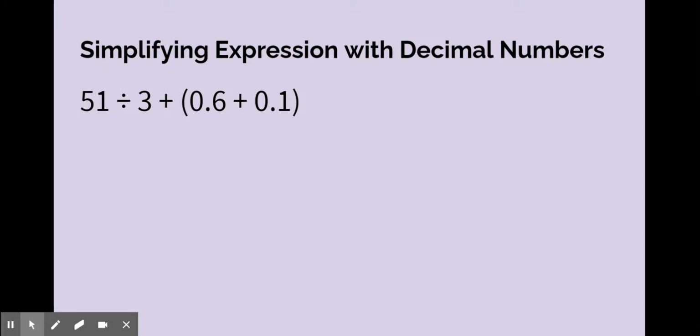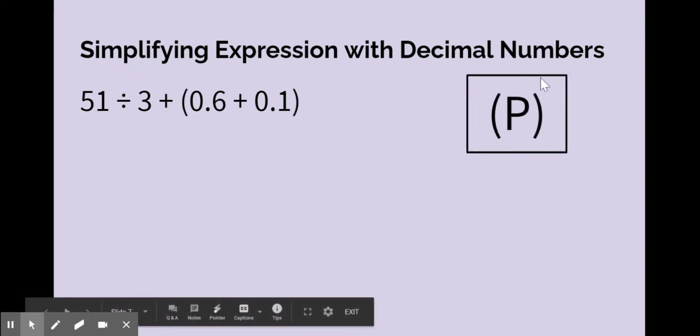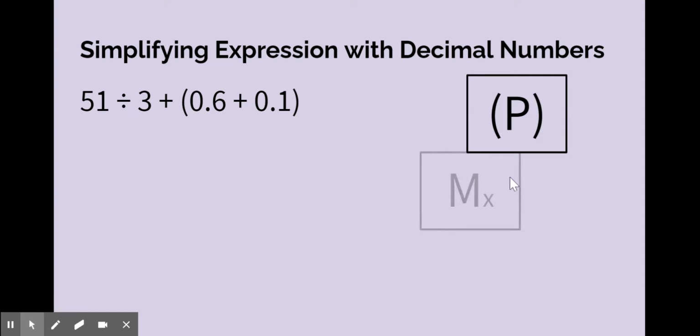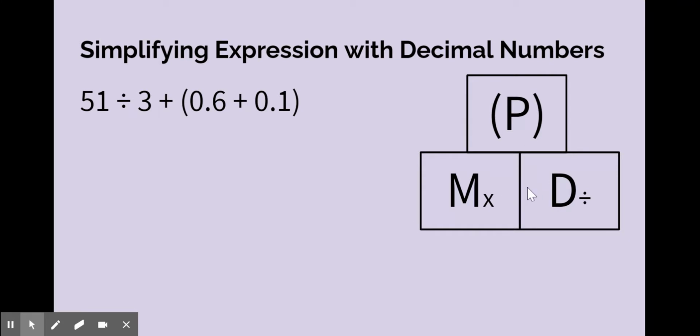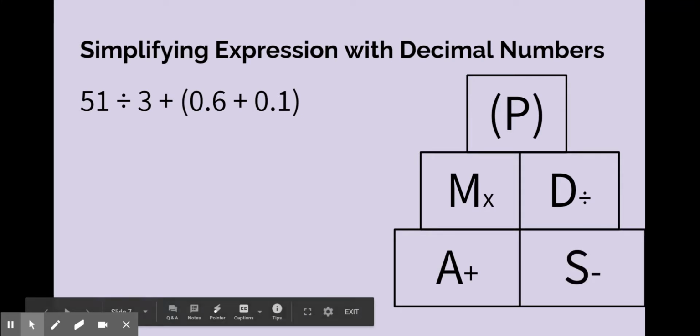Now we're going to simplify expressions with decimal numbers. But before we practice simplifying expressions, let's review our order of operations, the steps in which we take to simplify expressions. The first thing we want to do is start within the parentheses. Then we either multiply or divide, whichever one comes first. And then we either add or subtract from left to right.